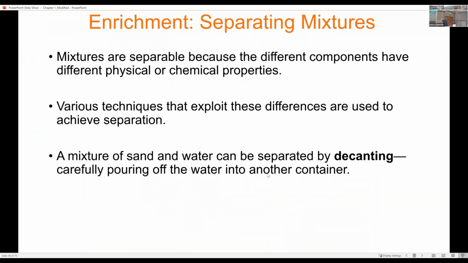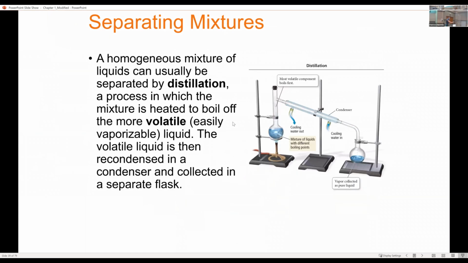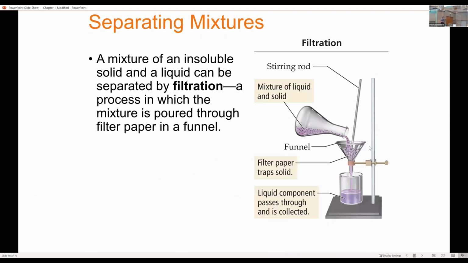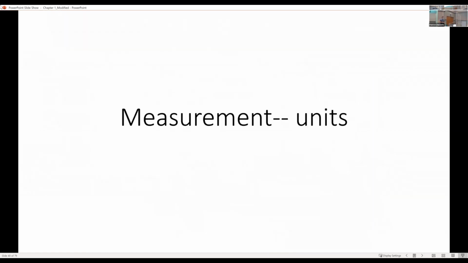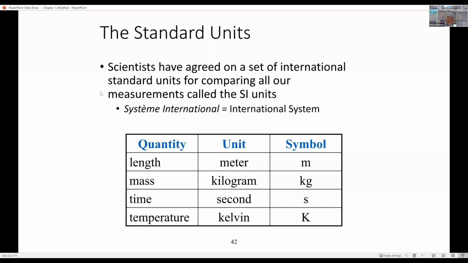Cool. Separating mixtures. We talked about that already with the smoothie example. So here's distillation. If you take orgo, you can talk more about that. But that's one way of separating mixtures. And then filtration is another way you can separate mixtures. We're not going to cover these in detail, but yeah. So let's just continue to the important stuff.